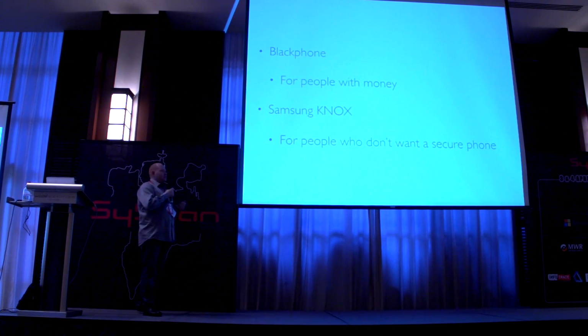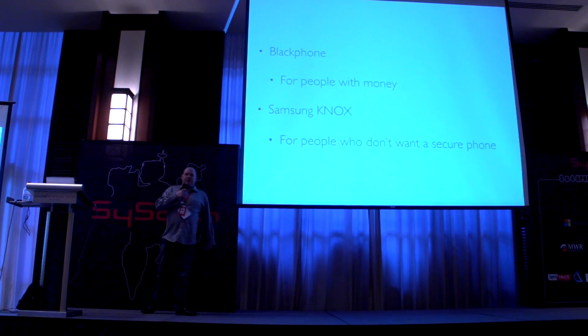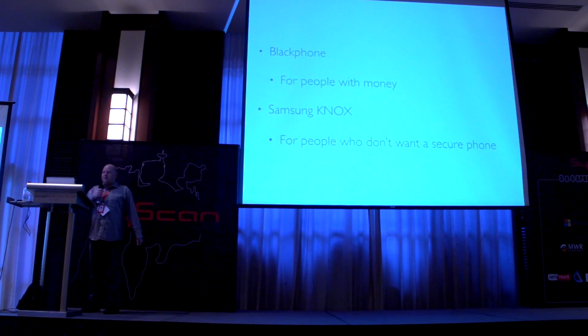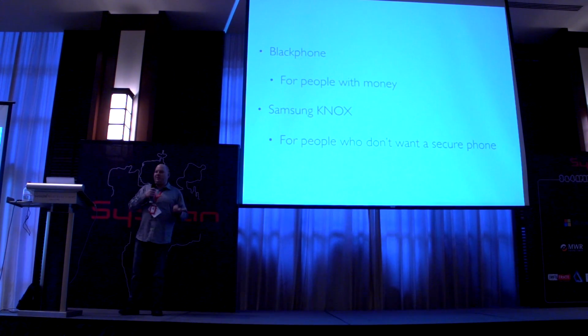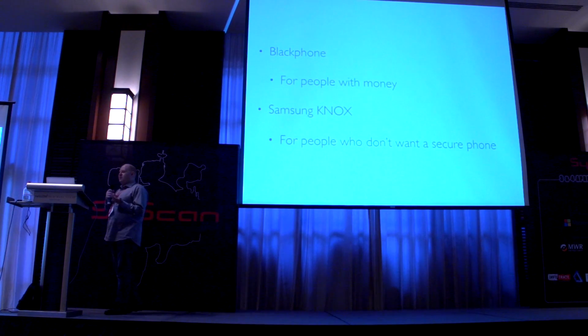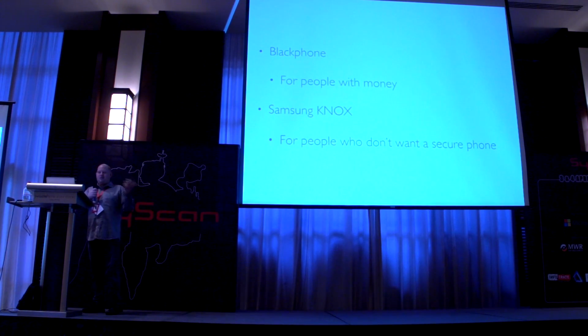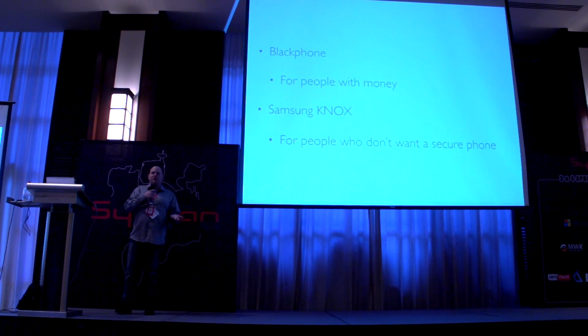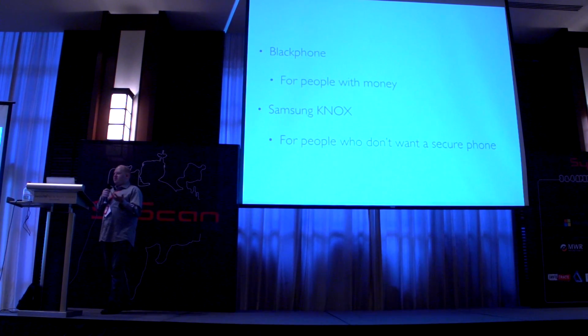Several people have done this. So there's Blackphone. Blackphone is by Silent Circle. It is coming out fairly soon, and it's for people with money. It costs $600 for the phone, plus $100 a year for a subscription to their services, which you need in order to have the secure texting and secure calling, and obviously it only works with other people who also have Blackphones or other Silent Circle apps. So if you and all of your friends are rich, one of these is probably a good way to go.